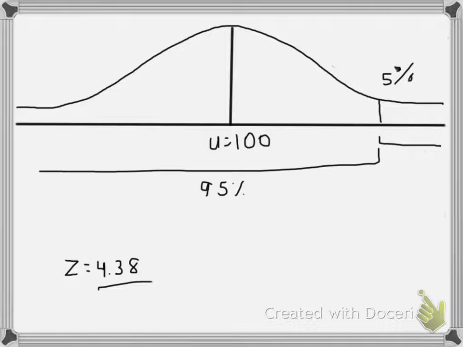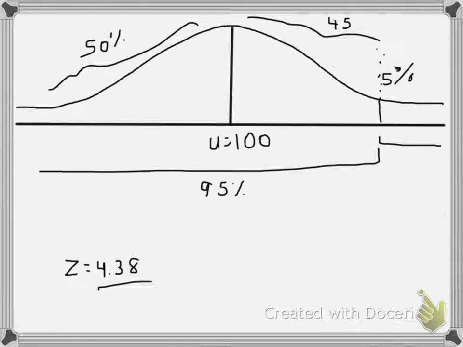Let's look at the rest of our curve. We know that this part right here is going to be 50% of the curve. And we know that this part would have been 50%, but up to here, we know that that is 45% of my curve.